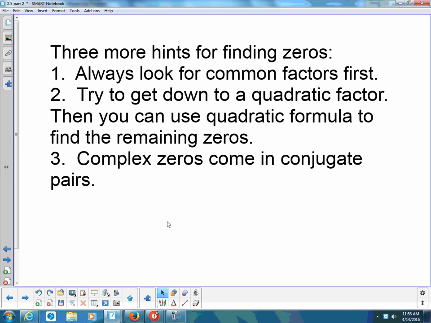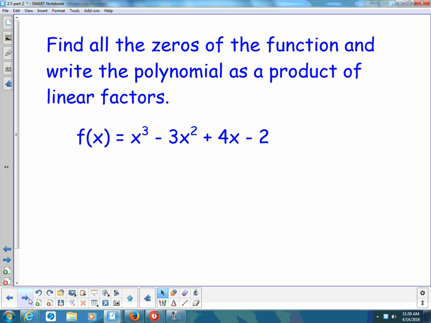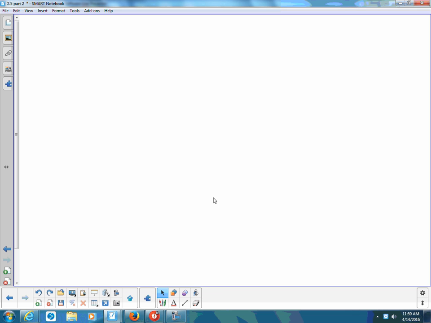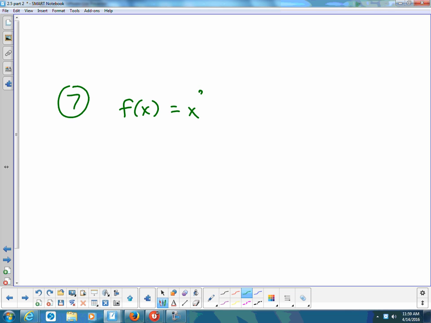All right, so with that in mind, I would like us to try number 7, which on the gift, is find all the zeros of the function and write the polynomial as a product of linear factors. So that is not that one or that one. Let's put right here. Number 7 from the gift. F of x equals x cubed plus 9x squared plus 27x plus 35.